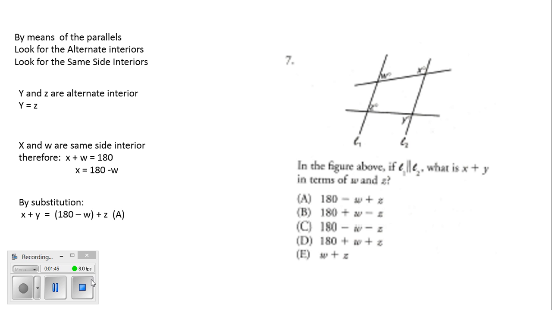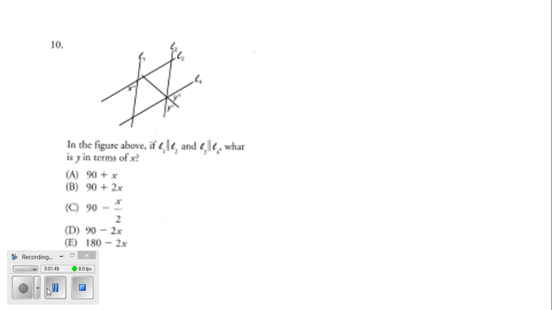I'm going to put this on freeze and come back and look at another one in a minute. Okay, guys, we're back. We're going to look at number 10 right now. Okay, we have two sets of parallels.